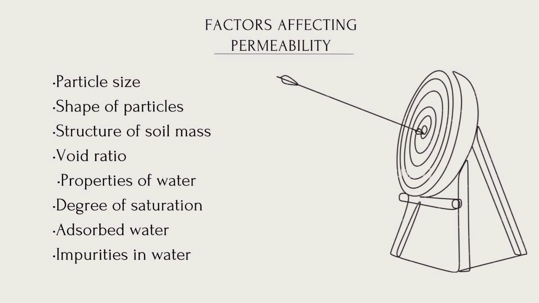Degree of saturation. Partially saturated soil contains air voids which are formed due to entrapped air or gas released from the percolating fluid or water. This air will block the flow path, thereby reducing the permeability. The fully saturated soil is more permeable than the partially saturated one.